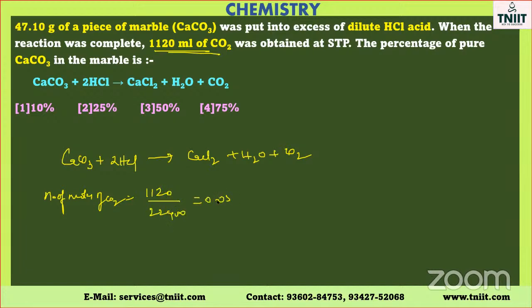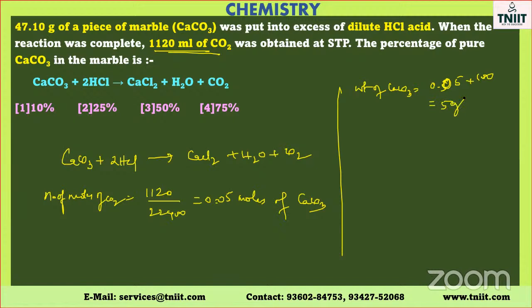That is equal to 0.05 moles of calcium carbonate. Therefore, what is the weight of calcium carbonate? Weight of calcium carbonate is 0.05 moles into the molecular mass of calcium carbonate, which is 100. Therefore, it will be 5 grams.